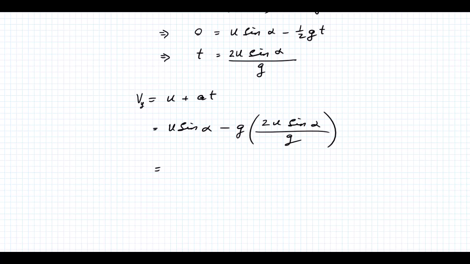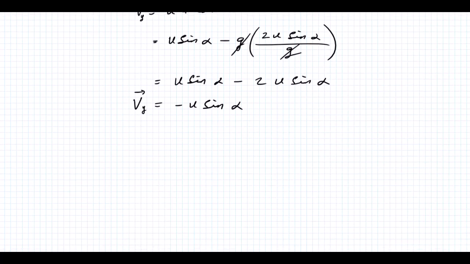This will give us our velocity in the y direction. So u sine alpha, the g's cancel to give you 1, and you've got minus 2u sine alpha. So that gives us u sine alpha minus 2u sine alpha, which is minus u sine alpha. So this is our velocity in the y direction just before it bounces for the first time.